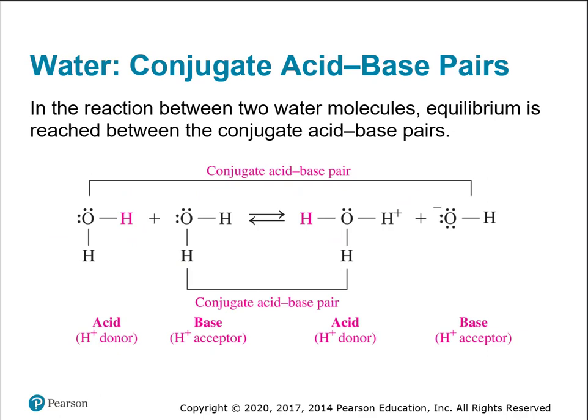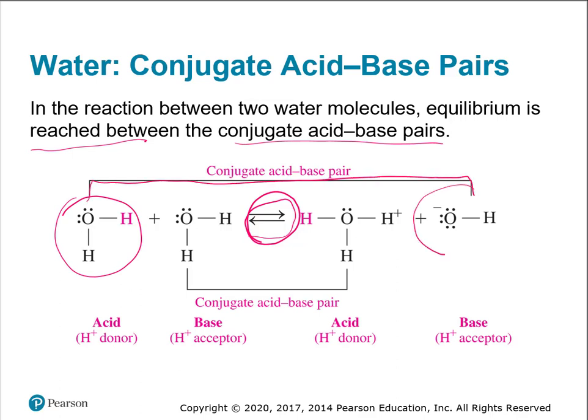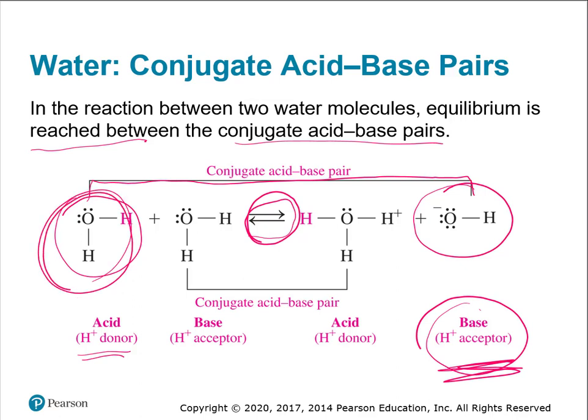In the reaction between two water molecules, equilibrium is reached between the conjugate acid-base pairs, which is shown by the double arrow. One water molecule, like I said, is going to donate to give us on the right side the hydroxide ion. So on the left it has more hydrogens. We call it the acid. It's the hydrogen donor. On the right, that is our base. It's our hydrogen acceptor. Now we could have just as easily made this water the base, the hydrogen acceptor. So it doesn't matter which one you made the hydrogen donor, but whichever one you made the hydrogen donor is the acid, and the one that you made the hydrogen acceptor is the base.